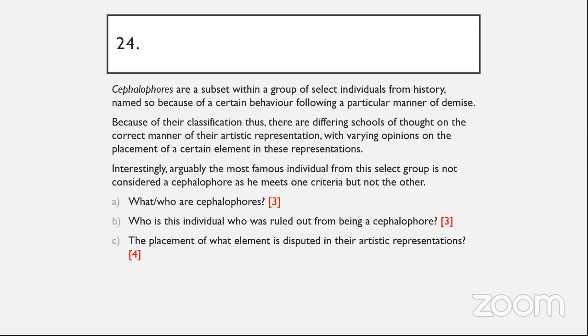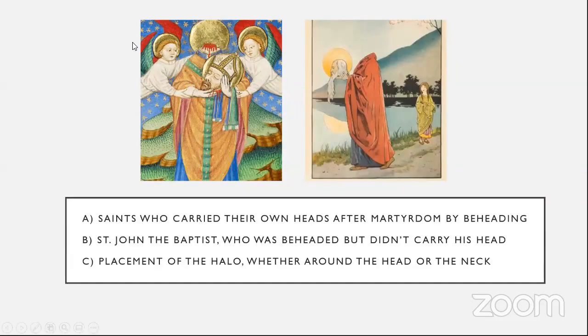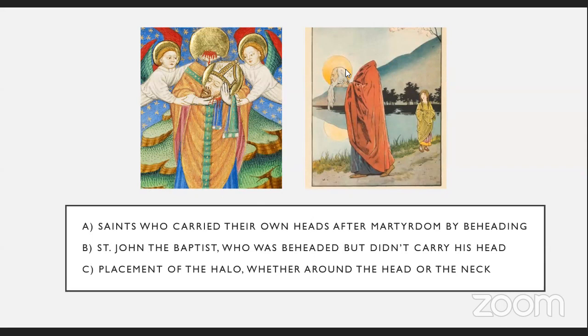Okay. So this was team 2's direct, right? So team 2 got the first part right, which are saints who are depicted as having been beheaded and holding their head in their hands. And team 4 got the second part right, which is indeed Saint John the Baptist, in that he was beheaded and he is a saint, but in the lore, he is not holding his head in his hand, so he's not technically a cephalophore. The placement of what element is disputed is the halo for saints in their paintings. The dispute being whether it should be around the severed neck or around the head, or the head that is carried in their hand. So there are two schools of thought differing along these lines. So that's 3 points to team 2 and 3 points to team 4 for getting those respective parts.